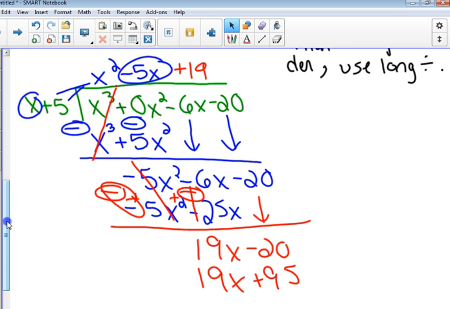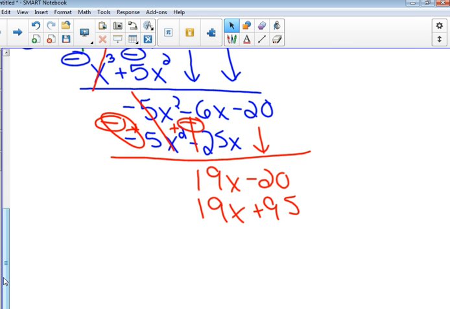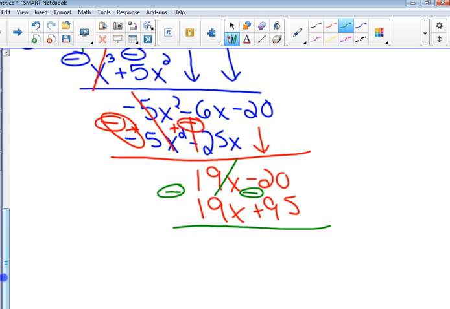Okay. So now we have to do your subtraction. Those are going to cancel. And then negative 20 minus 95 is going to give us negative 115. And this negative 115 is our remainder.